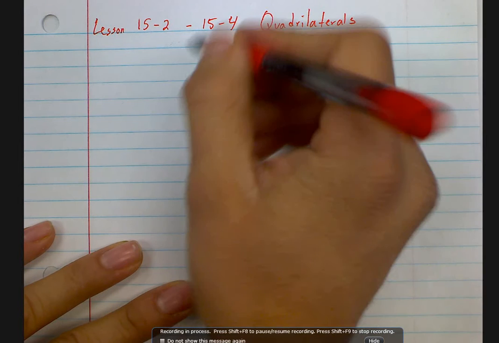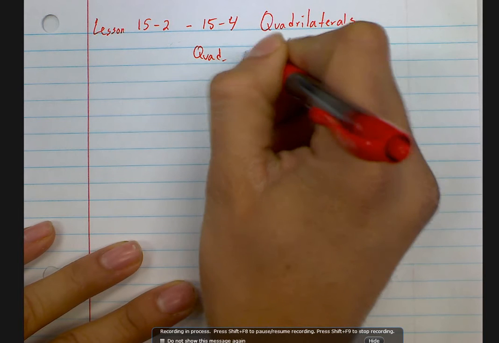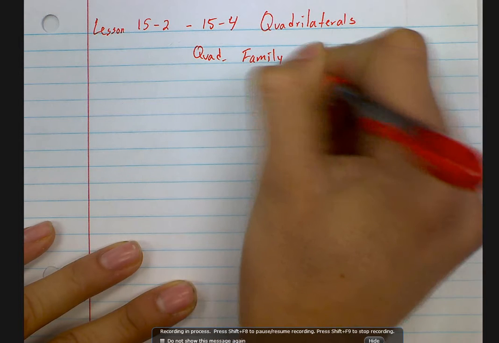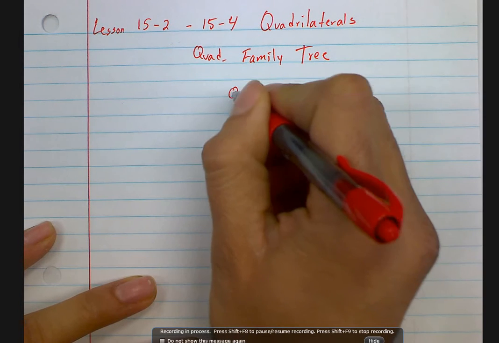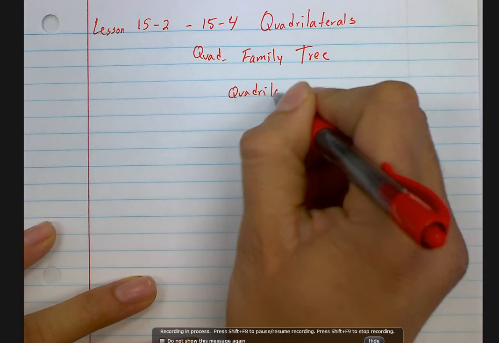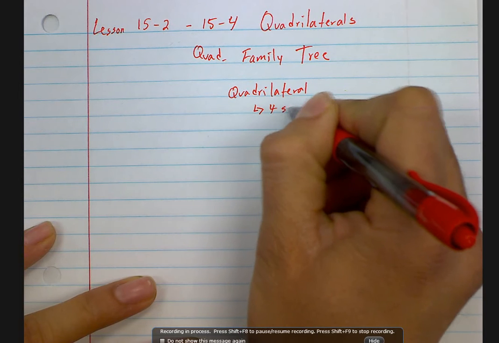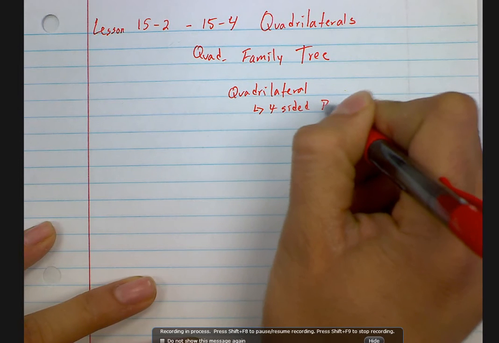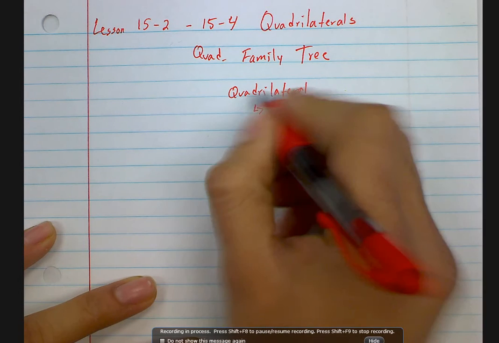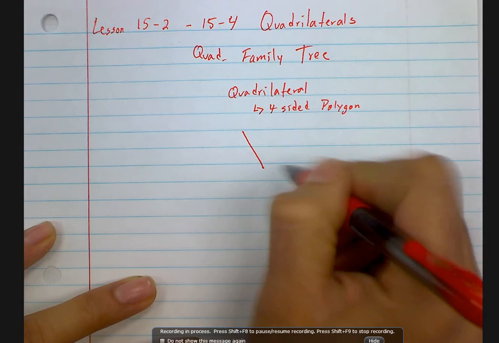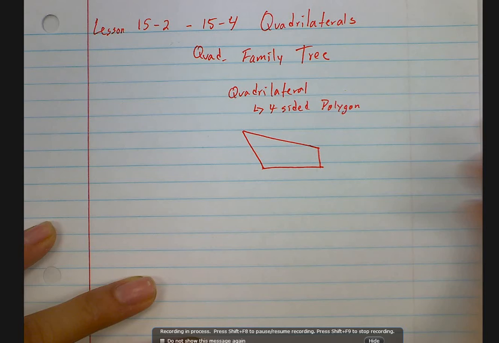So the first thing is a quadrilateral. We're going to do a quadrilateral family tree. Okay, so a quadrilateral: the main definition is it's a four-sided polygon. It's not a square, it's not a rectangle, it's just a quadrilateral. Any four-sided shape is known as a quadrilateral. For example, this one, we can just make that. Okay, so there's your quadrilateral.